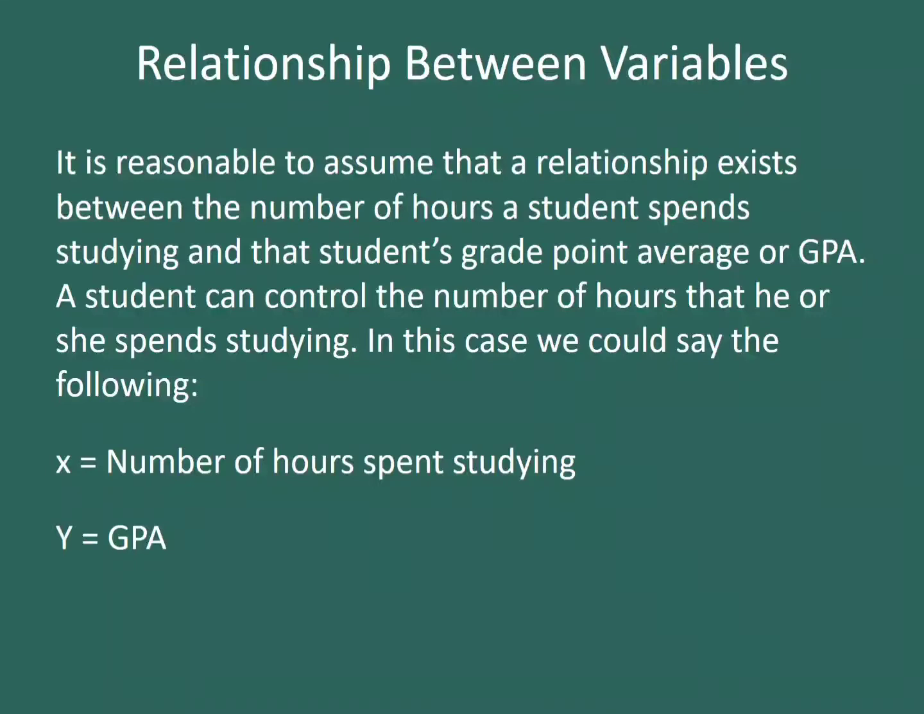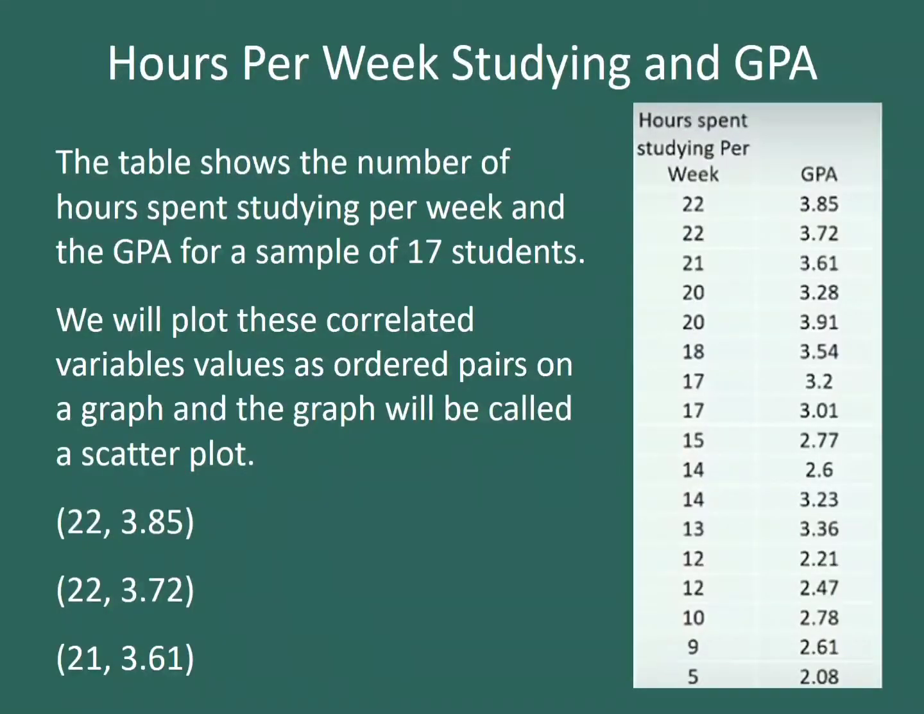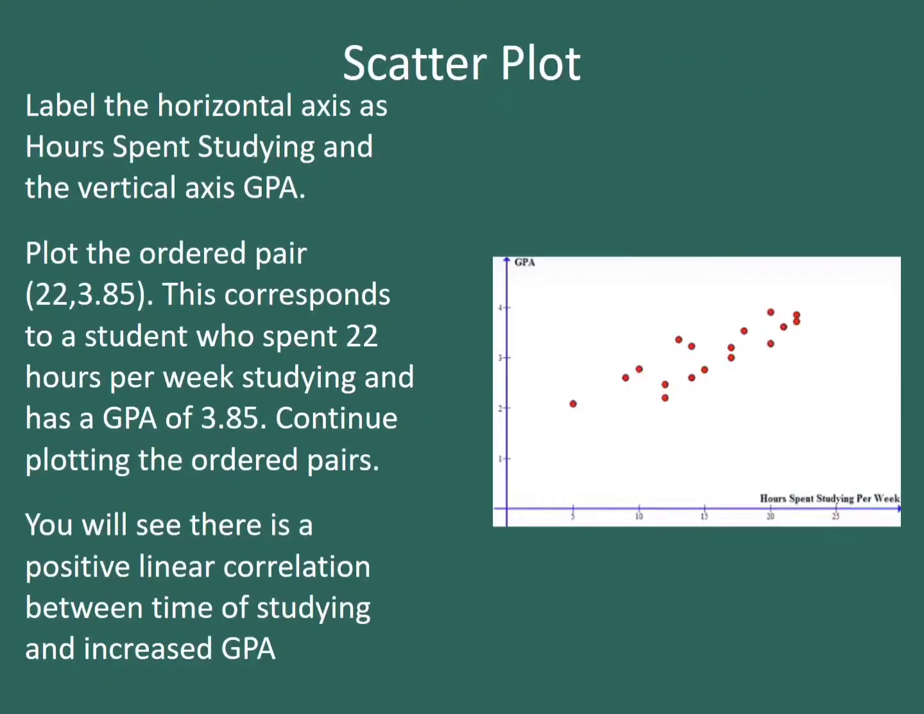So a study was made, and here are the statistics that we received. We have hours spent studying: 22 hours, 22 hours, 21 hours, 20 hours, 18 hours, and the GPAs that connect with those amounts of studying. So what we're going to do is plot all of these numbers into a scatter plot and see what kind of correlation we have. After plotting those points, we notice that there is a positive linear correlation between the time of studying and the increased GPA.